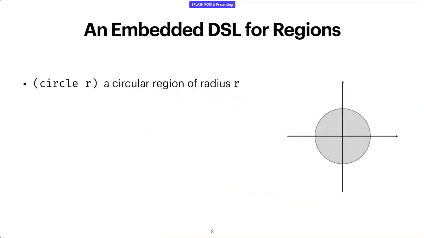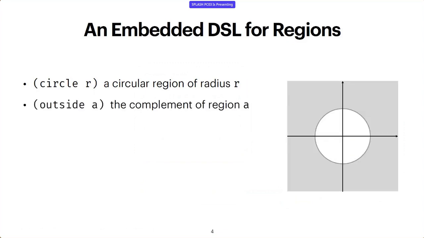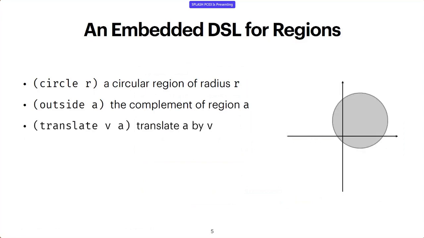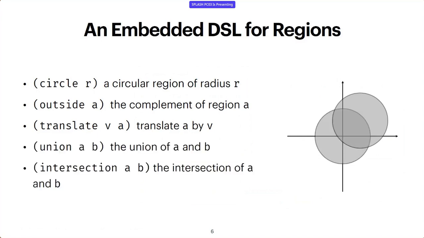Here we take an embedded DSL for regions, for example. Initially we have 5 constructors. For example, circle R represents a circular region of radius R. And outside A calculates the complement of the region A. And translate V A is to move the region A by the vector V. And we have two more set operators to calculate the union or the intersection of two regions.